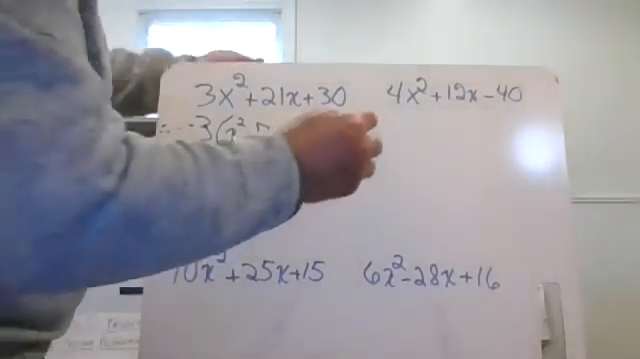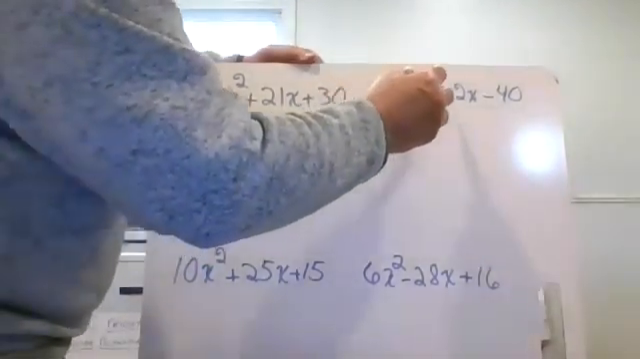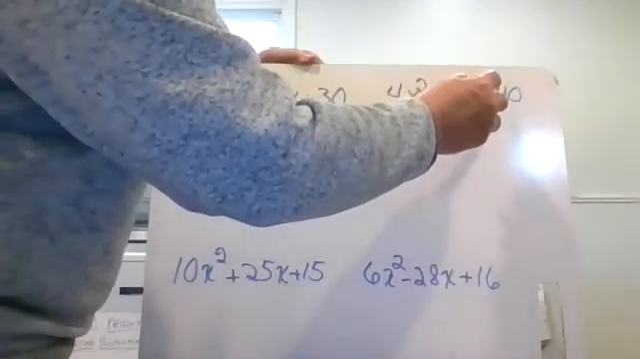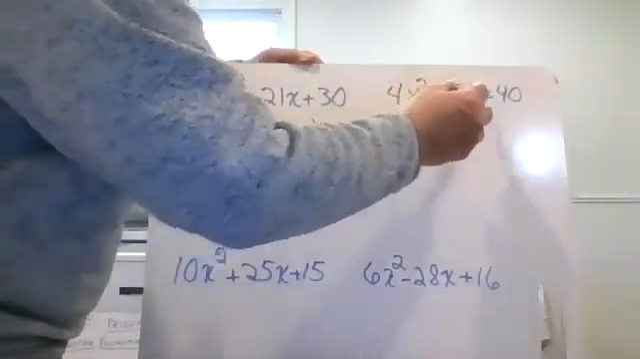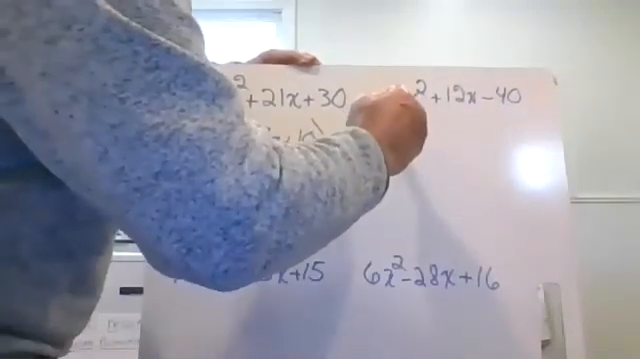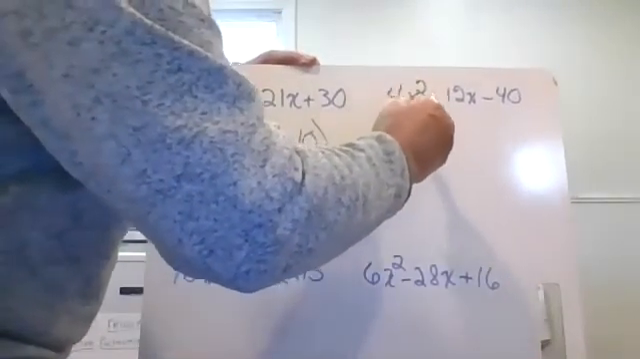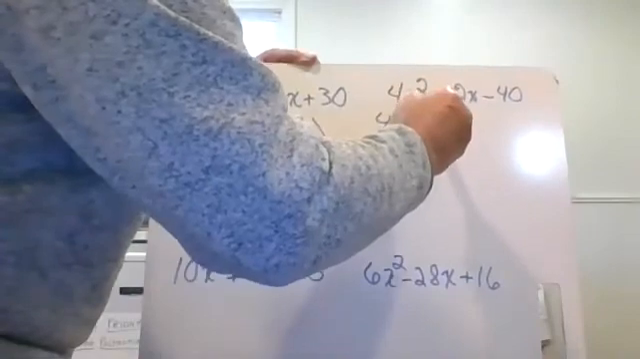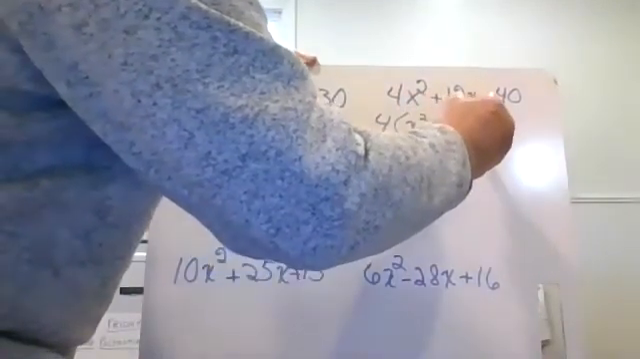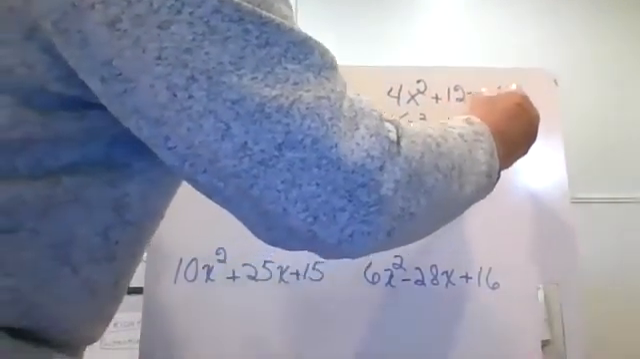Okay, next one up here. 4x squared, 12x, and a minus 40. 4, 12, and 40. 4 comes out. Leaves you with x squared plus 3x minus 10.